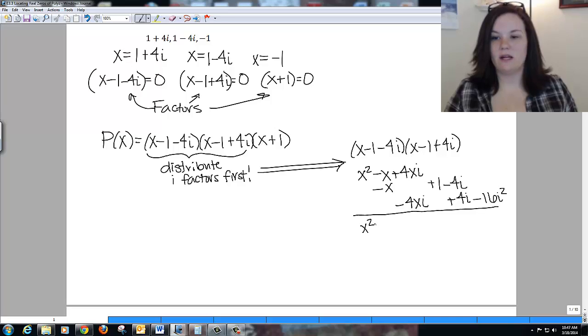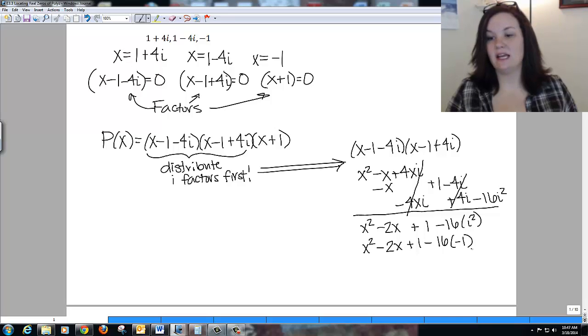So I have x squared, negative x and negative x gives me negative 2x. Here my 4xi's are opposites, so they cancel. I have plus 1. My 4i's are opposites, so those cancel. And I have minus 16i squared. Now remember, i squared is the same as negative 1. So I actually have x squared minus 2x plus 1 minus 16 times negative 1, which makes that 16 positive. So x squared minus 2x plus 1 plus 16 gives me x squared minus 2x plus 17.